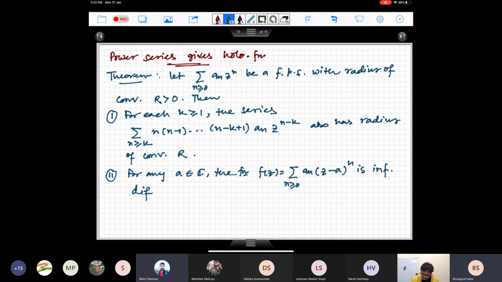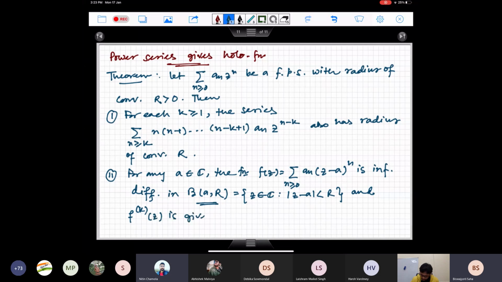This function is infinitely differentiable in B(a, r). This ball means the set of all complex numbers z such that mod of z minus a is less than r. So in this open ball, the function f(z) given by this power series centered at a is going to be infinitely differentiable. It's not only differentiable but infinitely differentiable, and the kth derivative of f at z is given by exactly what you anticipated: the sum over n bigger than or equal to k of n(n minus 1) and so on up to (n minus k plus 1), times a_n (z minus a) to the power n minus k.